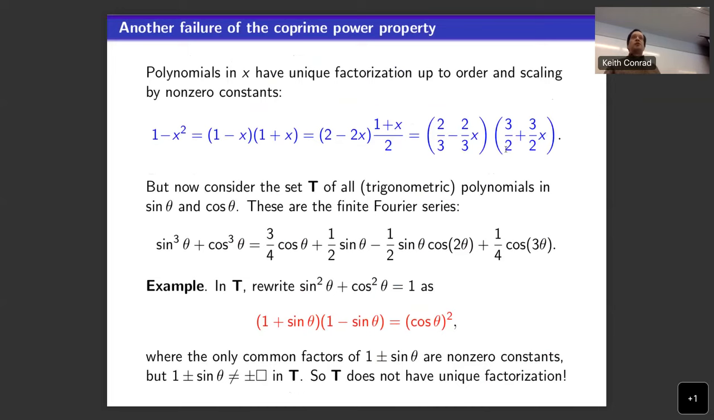So this is very much like the numerical counterexample to unique factorization, but here it's occurring with trigonometric polynomials. So in fact, everyone has seen a setting of non-unique factorization in high school when you study trigonometry, but for some reason, this aspect of them is usually not mentioned.